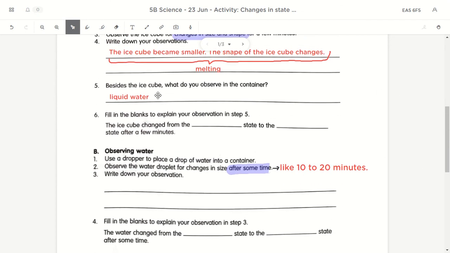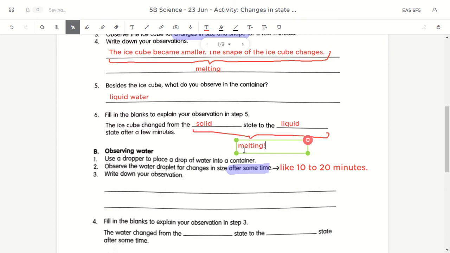So let's fill in the blanks over here. The ice cube changed from the solid state. It started from the solid state and then became the liquid state. And this is what we call melting. Okay, let's put it down. So this is called melting. Whenever a solid changes into a liquid, it is actually melting.